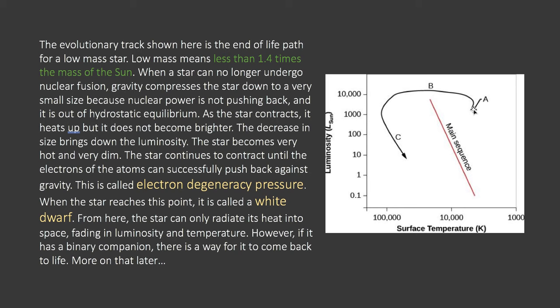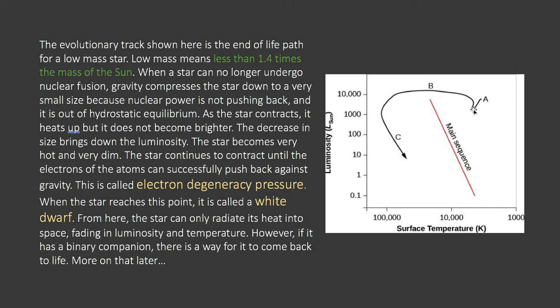Instead, what will happen is that the electrons, which are negatively charged, don't like to be too close together. They'll begin to push back. So it's not going to be a fusion process that takes place. It'll be the electrons themselves that don't want to be pushed any closer together. And that's called electron degeneracy pressure. At this point, the star has contracted very, very far. It's now called a white dwarf star. So a white dwarf star is a star that's supported by electron degeneracy pressure.